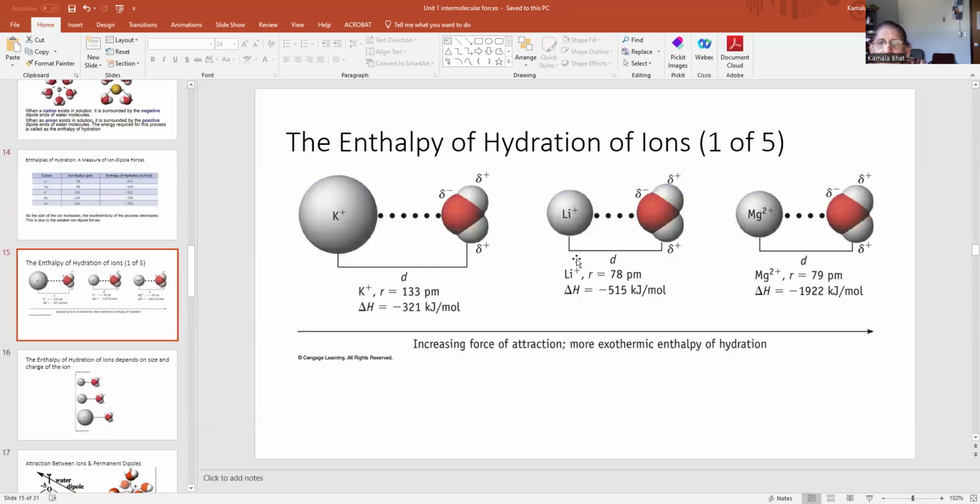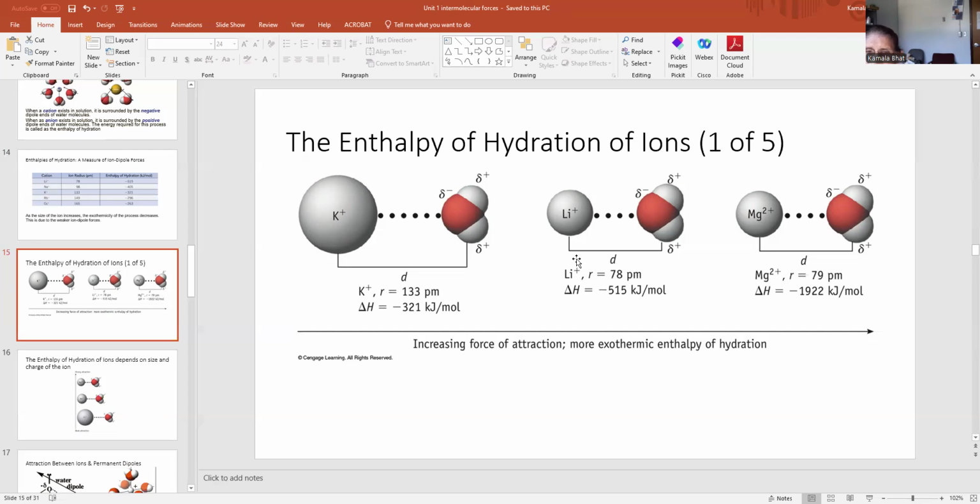And we can see also how the size and the charge affects the hydration of ions, cations. So we see potassium: the radius of the potassium ion is 133 picometers, and the delta H of hydration is negative 321. Lithium ion has only a radius of 78 picometers. The enthalpy of hydration is negative 515 kilojoules per mole.